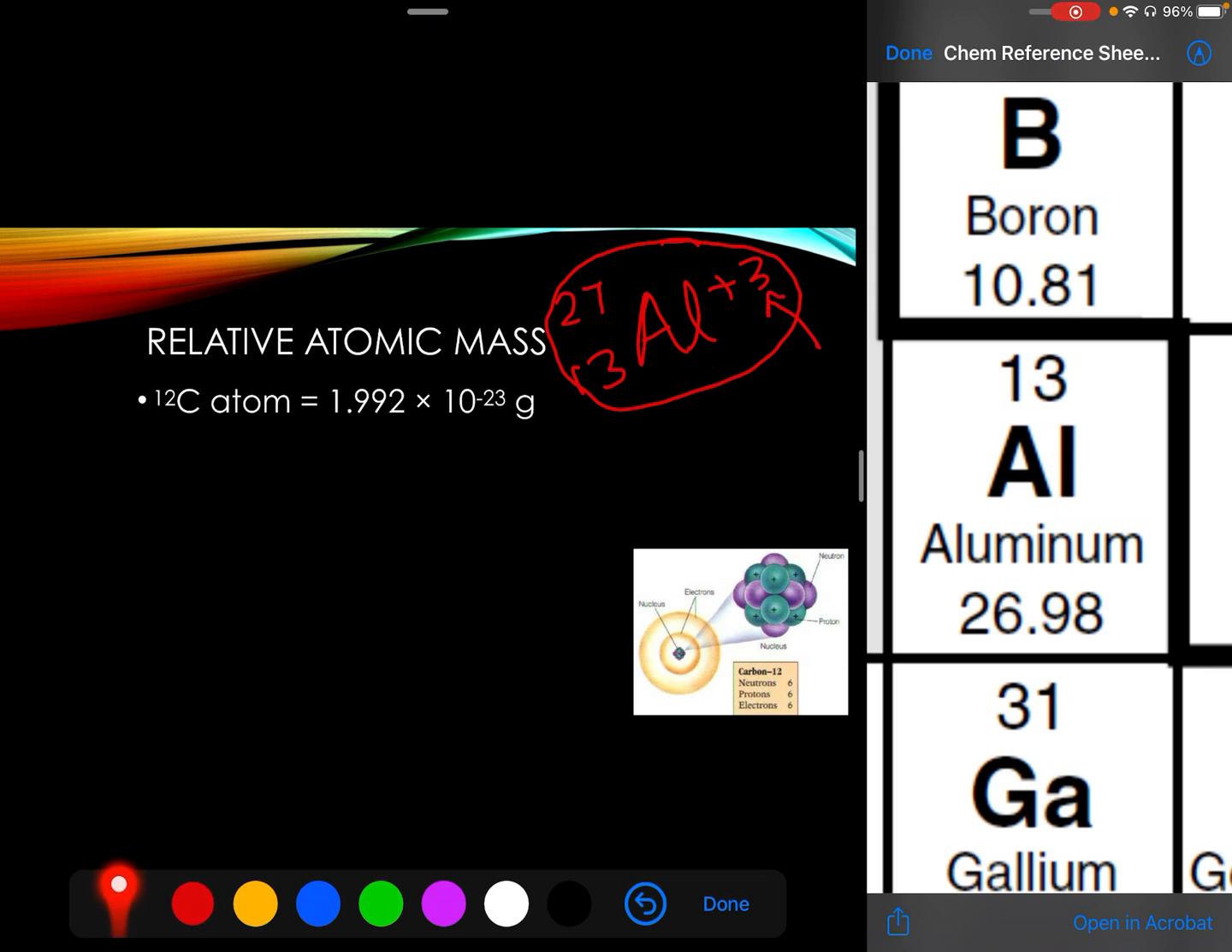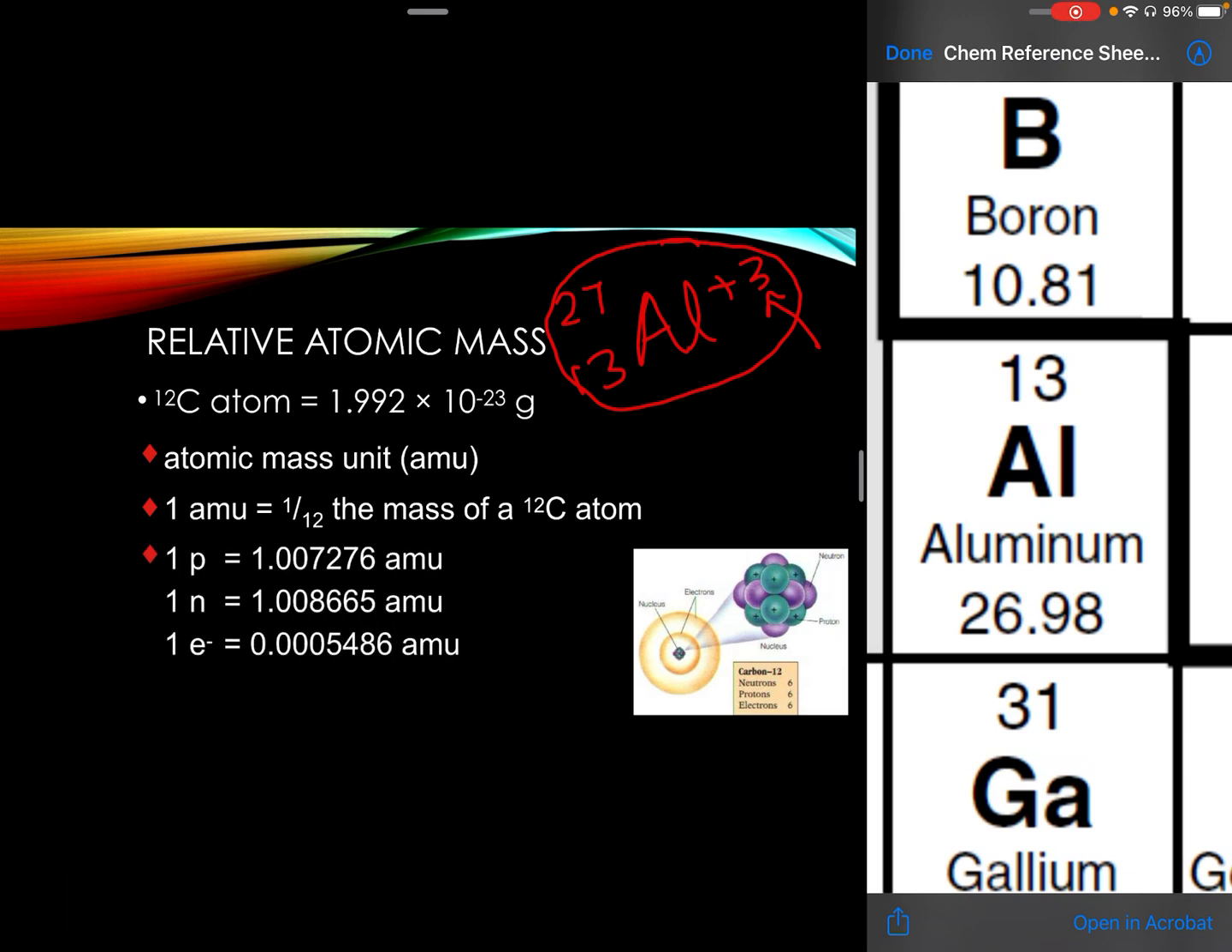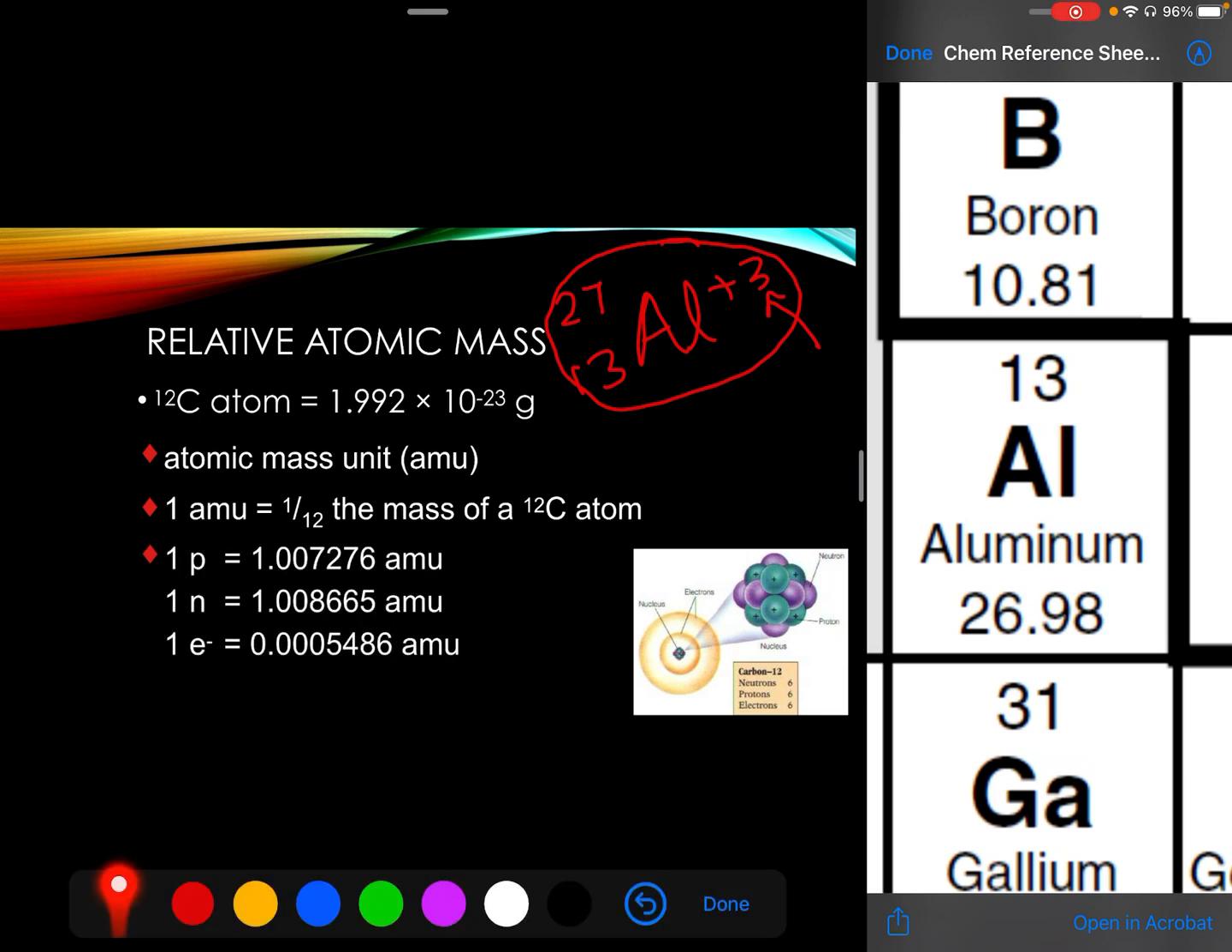The question becomes, where does this number come from, and why doesn't it say 26.98? And let me try to explain that to you. They came up with a system to measure the mass of atoms. Carbon-12, which is a very common isotope of carbon, has a mass of 1.992 times 10 to the -23rd grams. Well, that's not very handy. So instead, they came up with what's called the atomic mass unit, and they actually used carbon to derive this. And that's not very important, because what's important to you to remember is that a proton weighs about 1 AMU. A neutron weighs about 1 AMU, and an electron weighs about 0 AMUs.